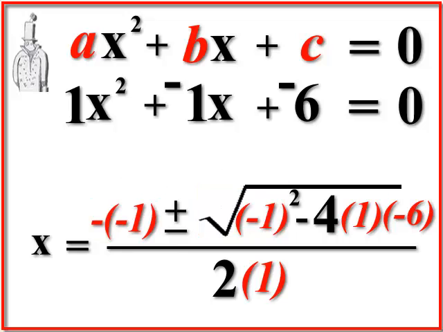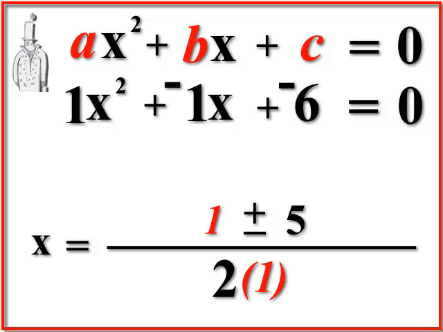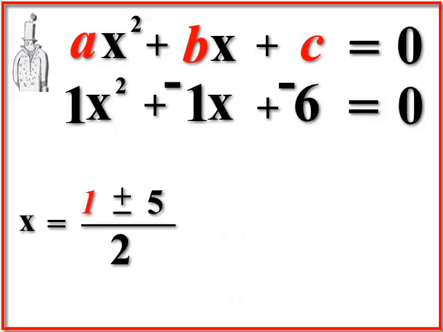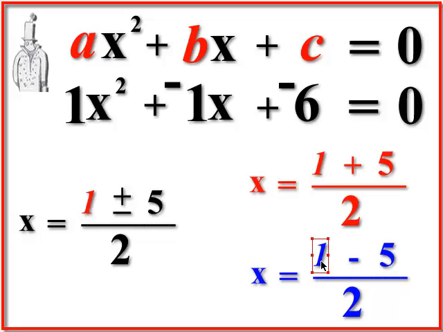The opposite of a negative 1 is a positive 1. Negative 1 squared is positive 1. 4 times 1 times negative 6 is negative 24. We're going to subtract that, which is the same as adding. That gives us the square root of 25, which we know now is 5. So now we have 1 plus or minus 5 over 2 times 1, which is 2. That's actually two numbers, okay? That is x equals 1 plus 5 over 2, and x equals 1 minus 5 over 2.